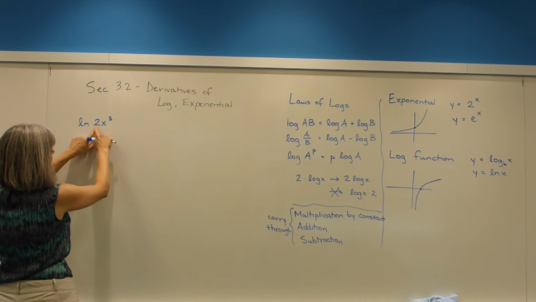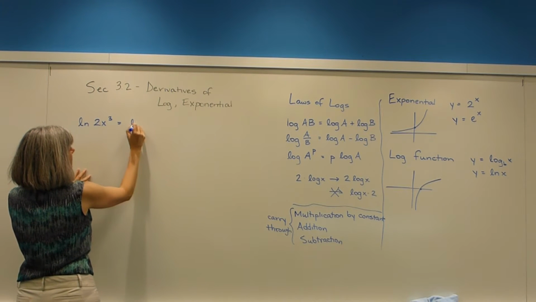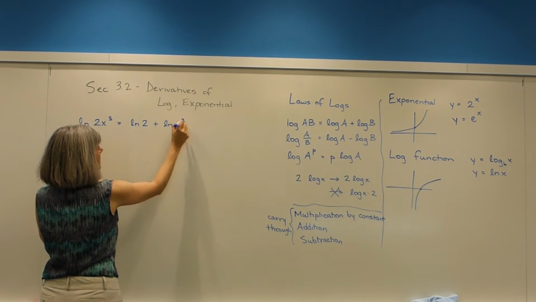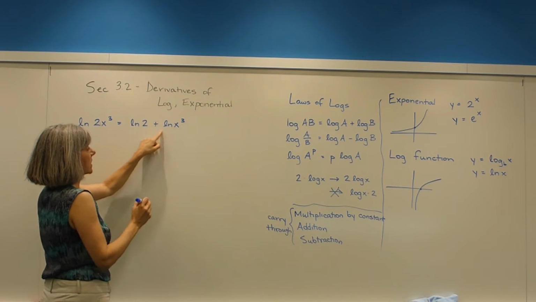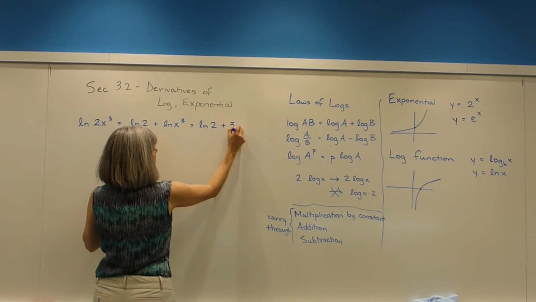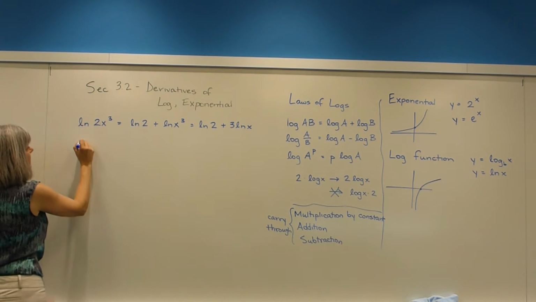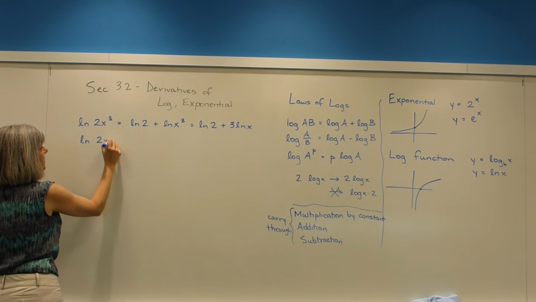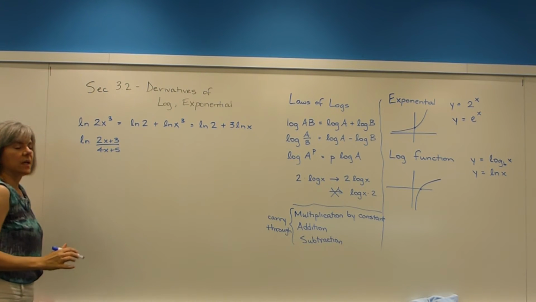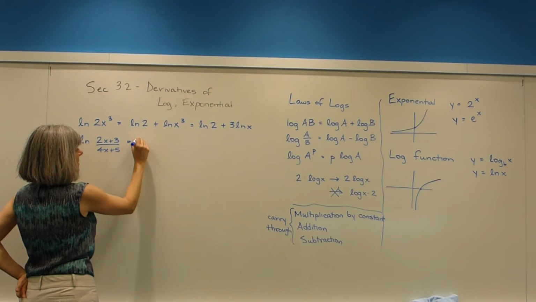So the first thing I see here is I've got 2 things multiplied. A 2 times an x cubed, so multiplication on the inside turns into addition on the outside. And then I have this exponent, which can come down in front. So ln 2 plus 3 ln x. Okay, here's another one. Ln of (2x plus 3) over (4x plus 5). I see division on the inside, so it turns into subtraction on the outside.